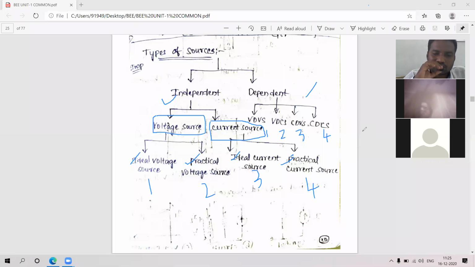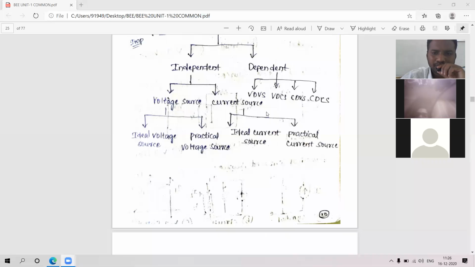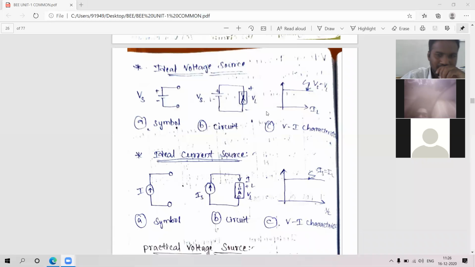In independent, what are the sources? Ideal voltage source, practical voltage source, ideal current source, practical current source. Dependent: voltage dependent voltage source, voltage dependent current source, current dependent voltage source, and current dependent current source. We will see one by one. So this is finished, I think, everyone. The classification part. Yes, sir. Okay, we will see one by one.